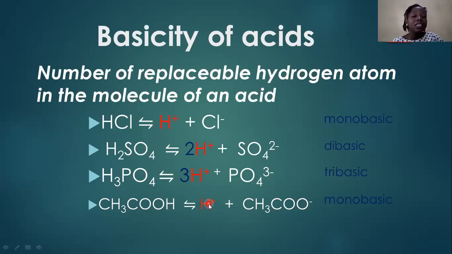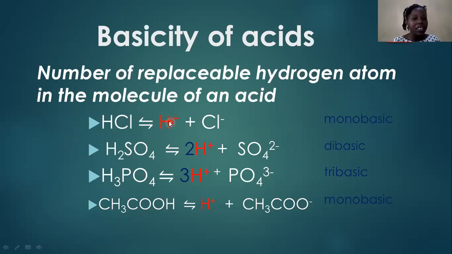And that is the one that can be replaced. So we refer to ethanoic acid as monobasic. That goes to show that it's not all the hydrogen in an acid that can be replaced. The one that is replaceable is known as its basicity. That's why ethanoic acid is a monobasic acid. Hope you understand it. Basicity is the number of replaceable hydrogen atoms in the molecule of an acid.